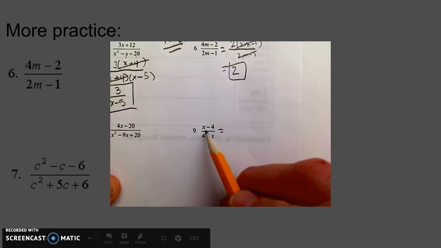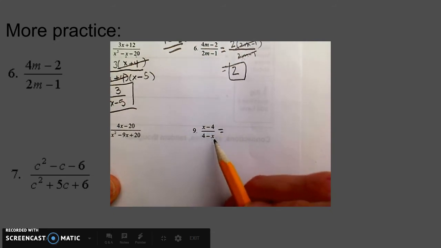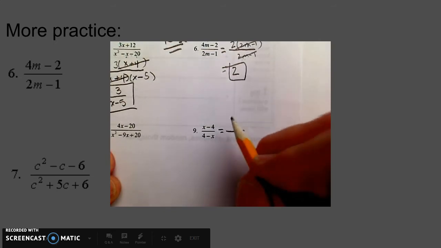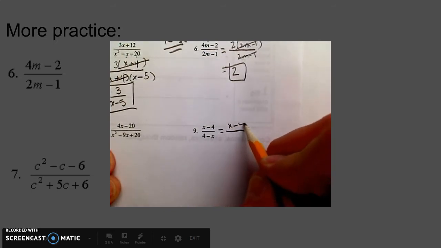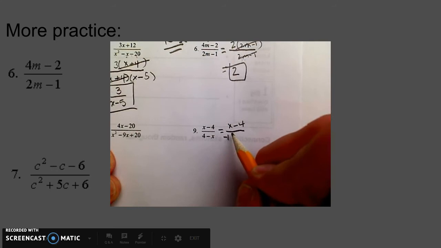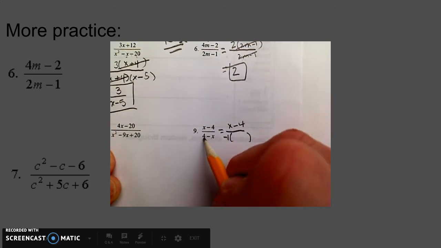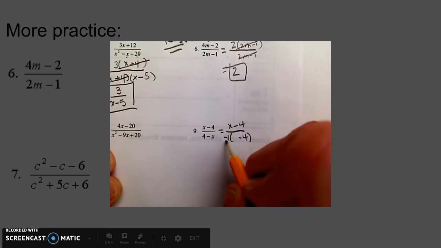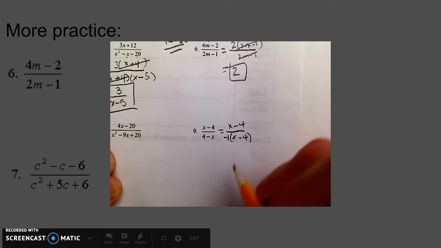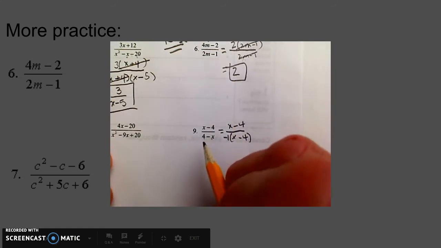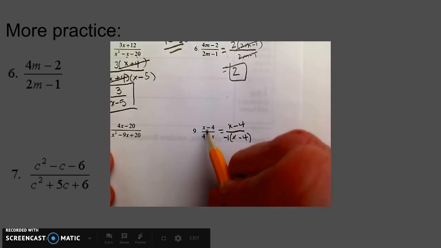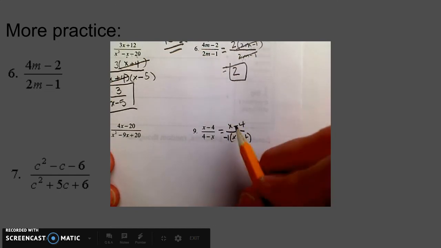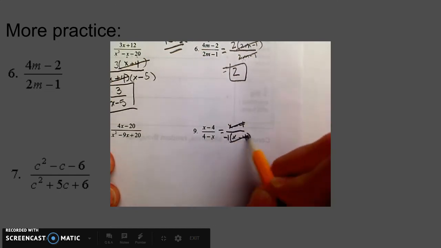They look really similar. X minus 4, 4 minus x. Let's see what happens here. I'm going to factor out a negative 1 from these. Negative 4, positive 4 divided by negative 1 is negative 4. Negative x divided by negative 1 is positive x. So when these were reversed in the order, I was able to factor out a negative 1 and have a common factor.